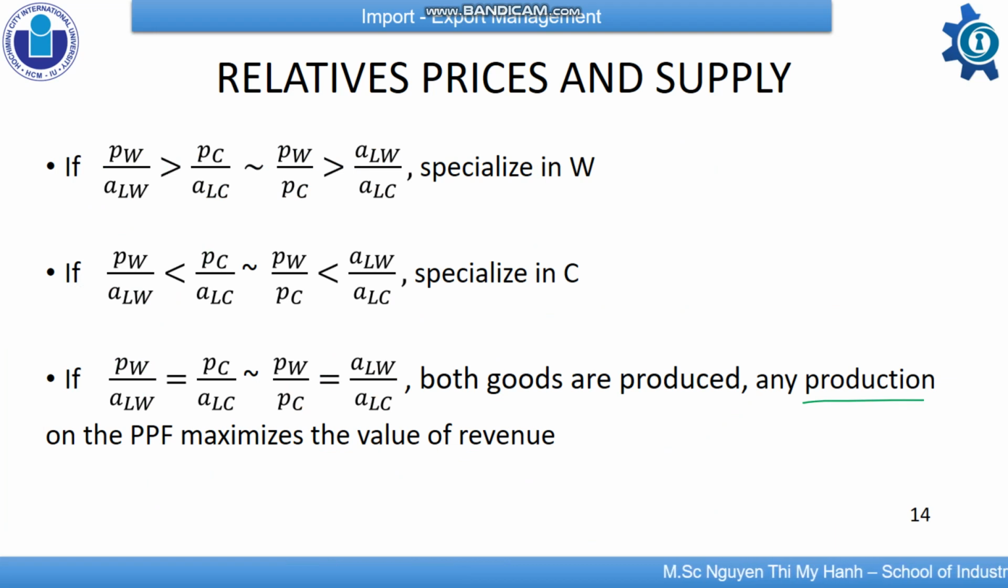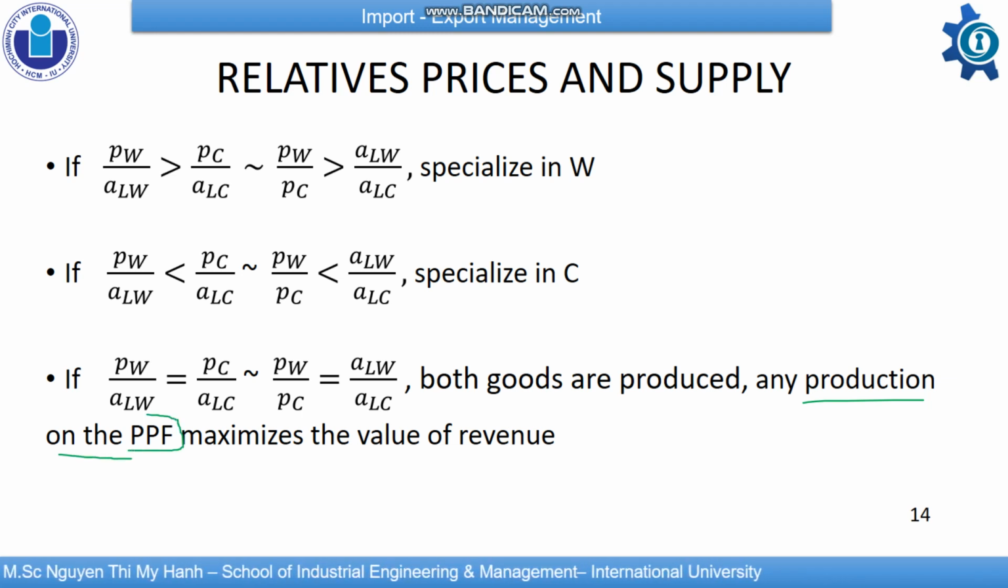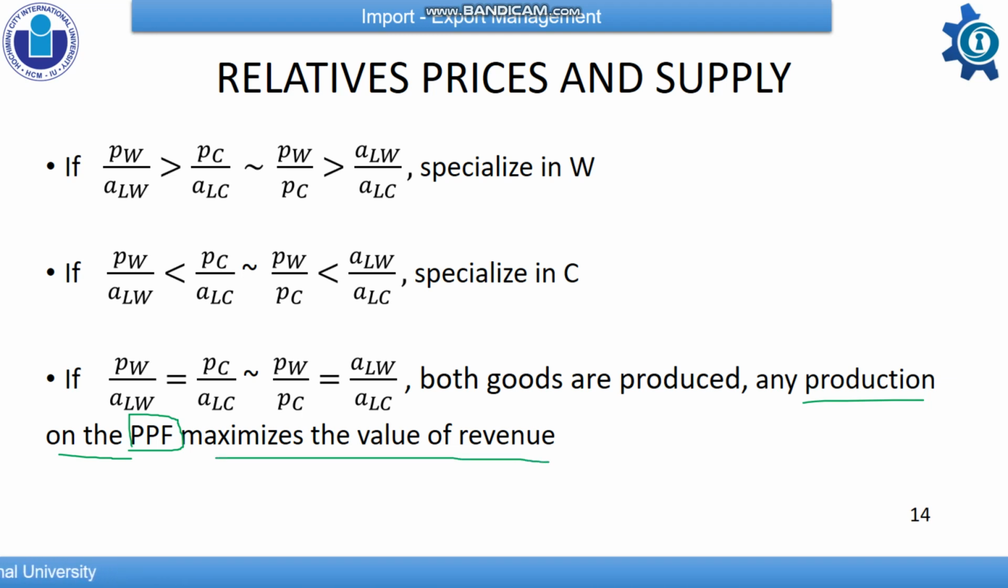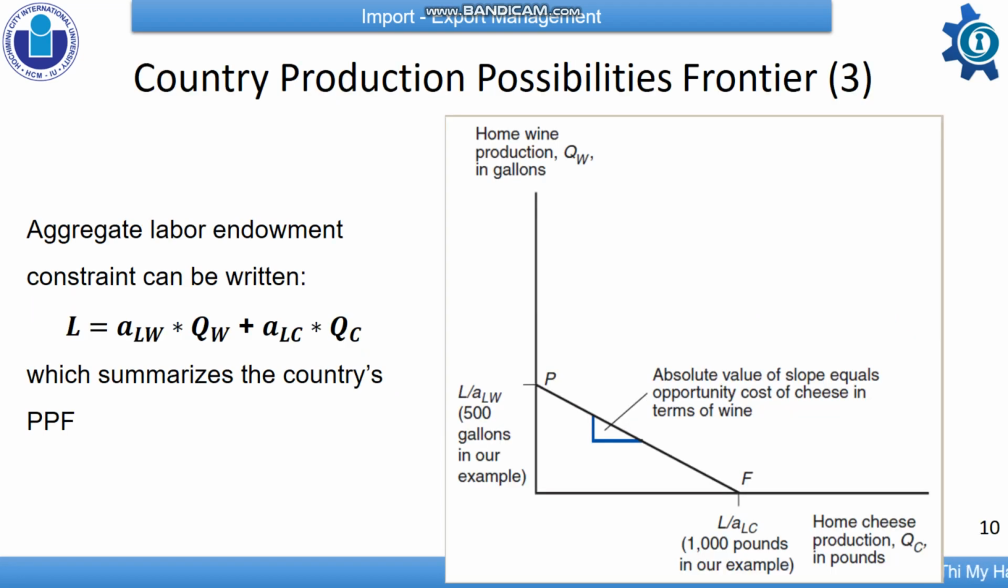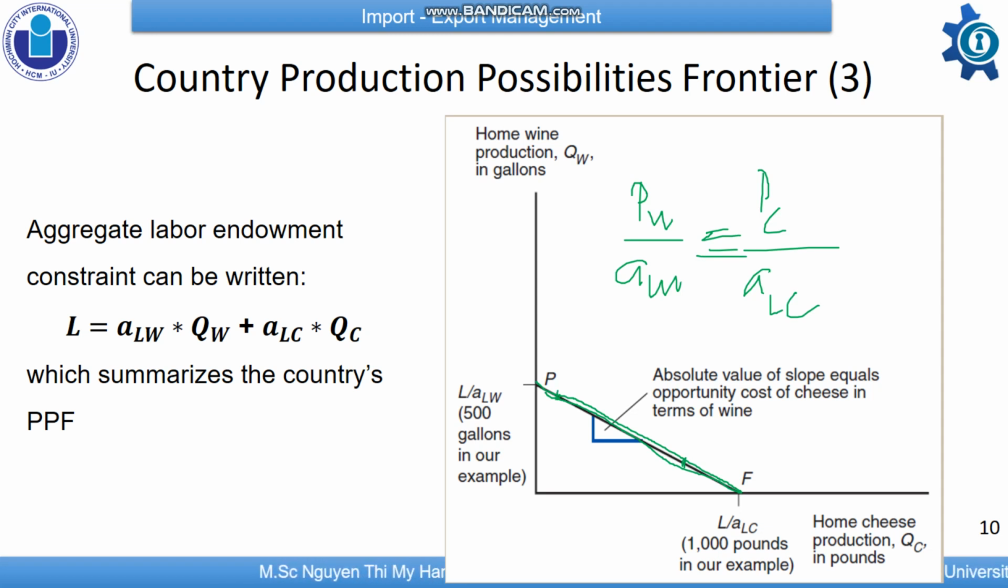The production of wine and cheese are located on the PPF, the production possibility frontier, to maximize the value of the revenue. So here, the quantity will be located here or here on the PPF line so that they can maximize the revenue. In the case that PW divided by ALW equals PC divided by ALC, the quantity they produce of each product will be located on the PPF line here.